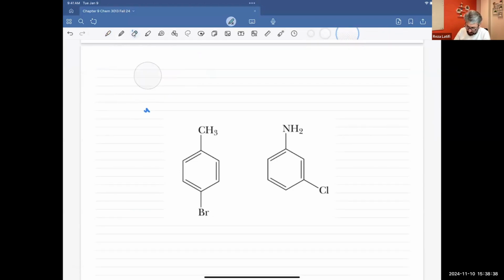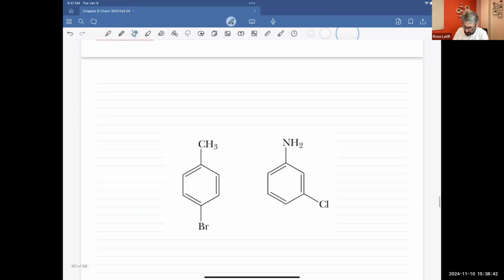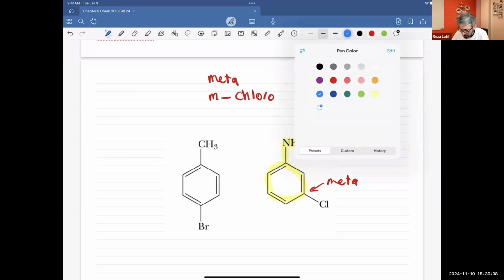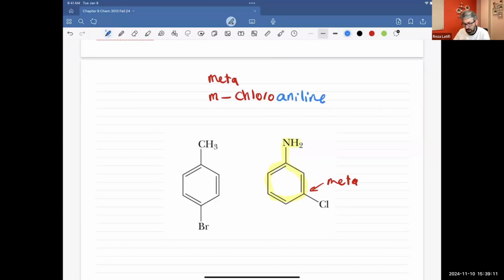Okay, so let's practice one more, and we're going to end the lecture here. So here I have a meta position. Okay, the way I can name this one, I can say this is going to be a meta. I can just use m, and then I say m-chloro, and then say the name of the parent here. This is aniline. Say m-chloroaniline, or 3-chloroaniline. Okay, the meta will technically replace the 3.